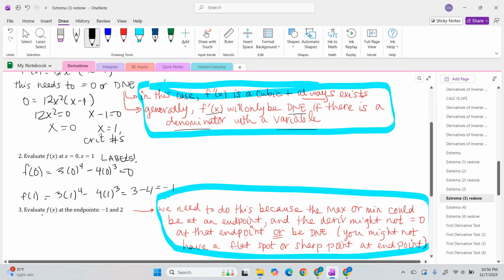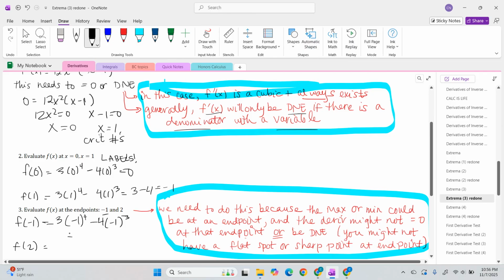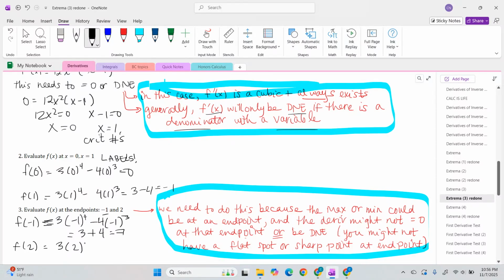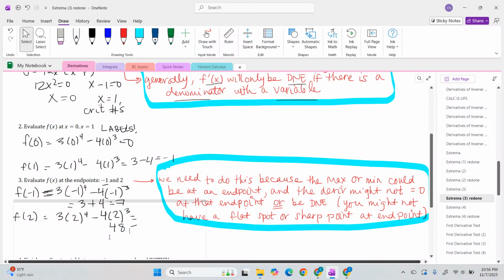Okay, so now let's do our endpoints here. And our endpoints were given. They're negative 1 and 2. Your endpoints are always going to be given. So I need to find f of negative 1 and f of 2. So I'm just going to plug those in real quick here. 3 times quantity negative 1 to the 4th minus 4 times quantity negative 1 cubed. So what is that? Oop, that's getting a little messy. 3 plus 4, which is 7, and that'd be 3 times 2 to the 4th minus 4 times 2 cubed, and that would be 3 times 16, so that's 48, minus 2 cubed is 8, 8 times 4 is 32. Okay.